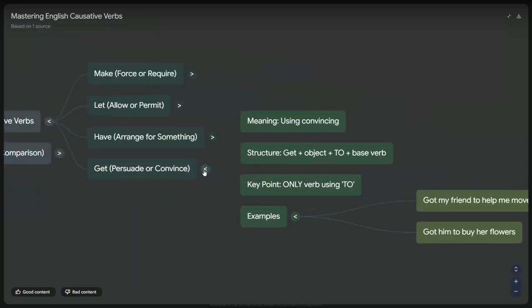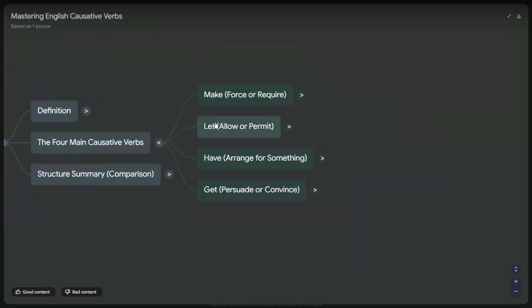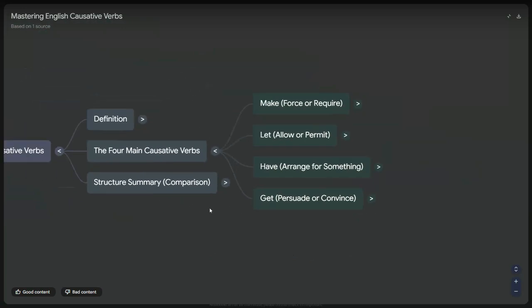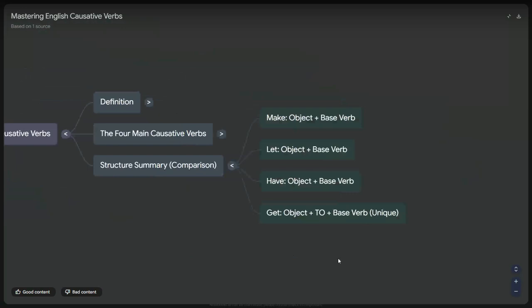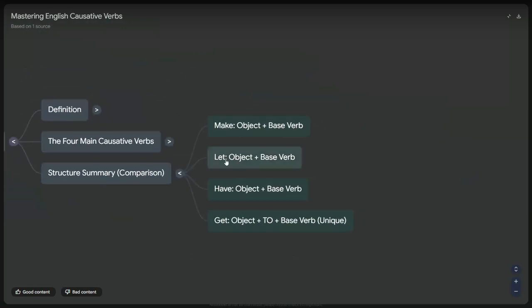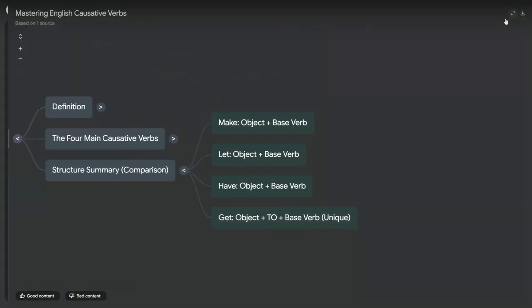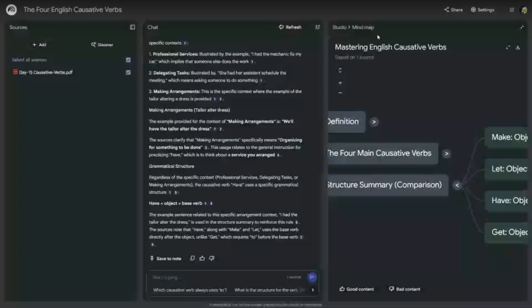So this is how you can use all these words. Anywhere you see make, let, have, get, you can have an idea: this is a causative verb. Now let's see the structure. For make, object plus base verb. For let, object plus base verb. For have, object plus base verb. For get, object plus to plus base verb. To will be added. So this was for the mind map. Let's just come out of it.